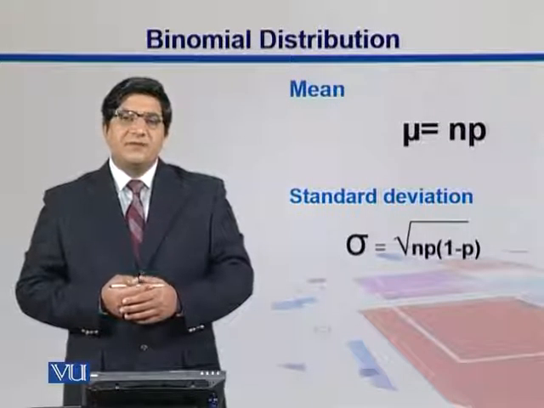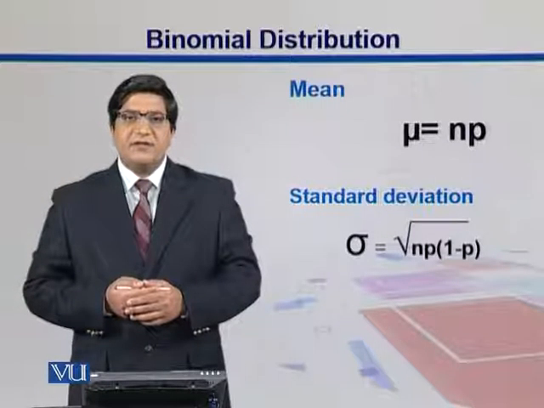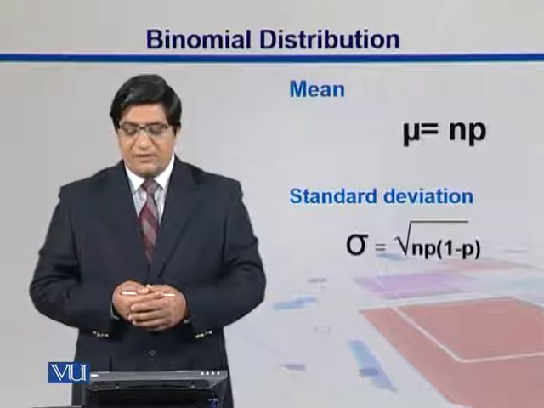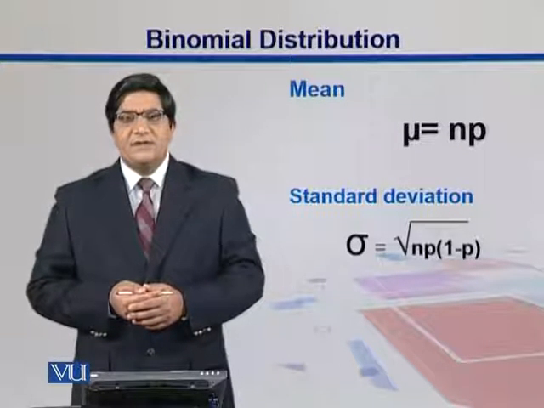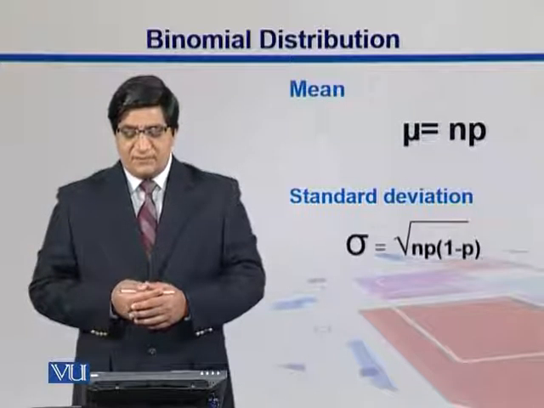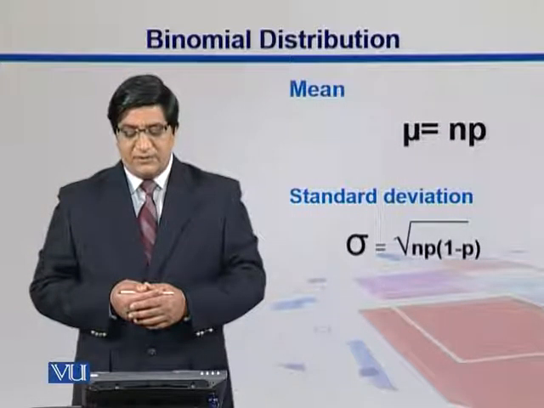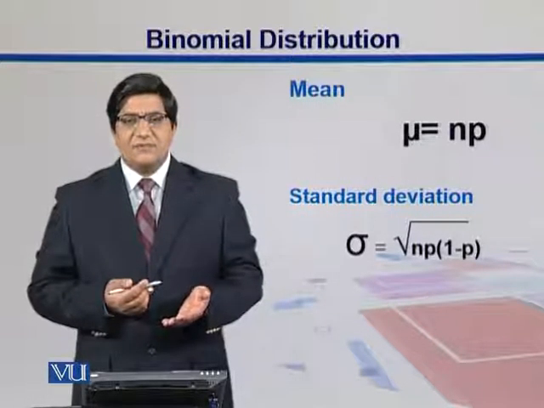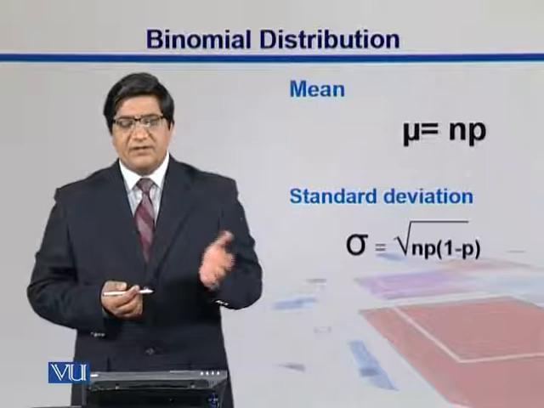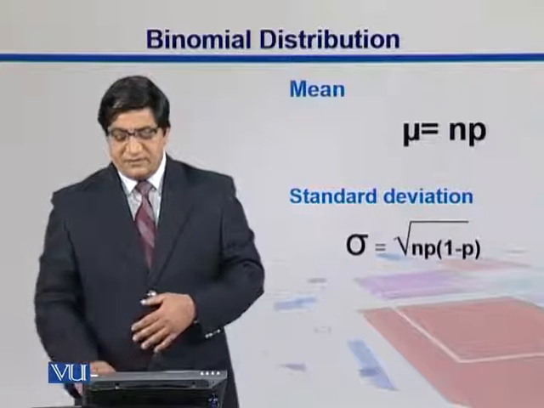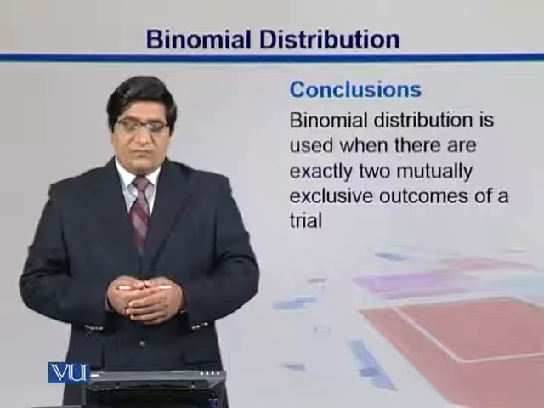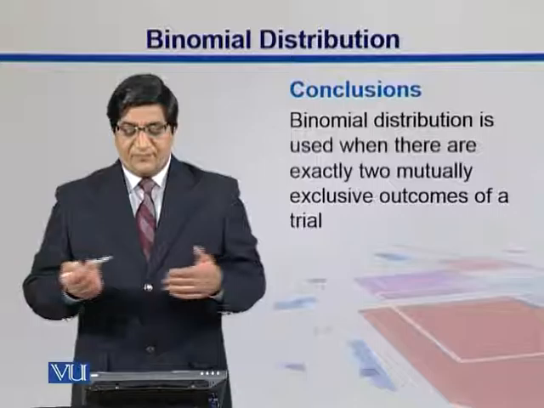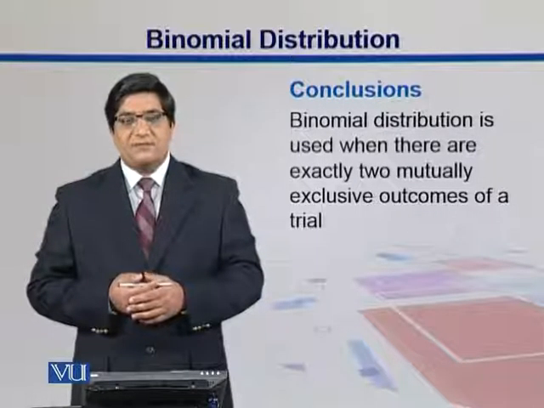For every distribution, we need a mean and a standard deviation in order to do some test statistics. The mean of this binomial distribution is given by n into p, number of trials into probability of success, and the standard deviation is the square root of np into 1 minus p. Remember, we take the variance first, and then we take the square root of the variance, which gives us the standard deviation. So far we have observed that binomial distribution is used when there are two mutually exclusive outcomes for an experiment.